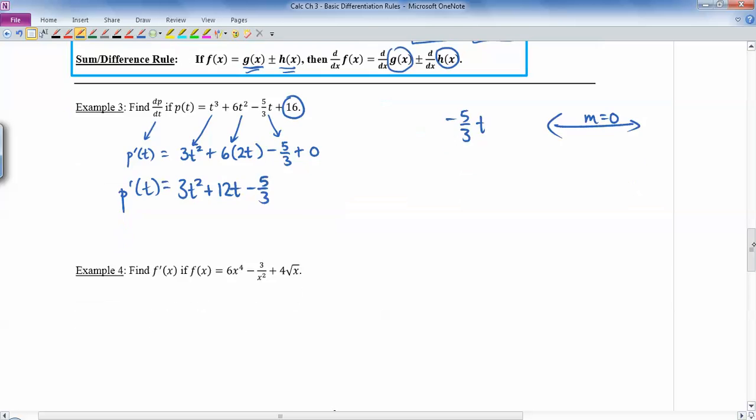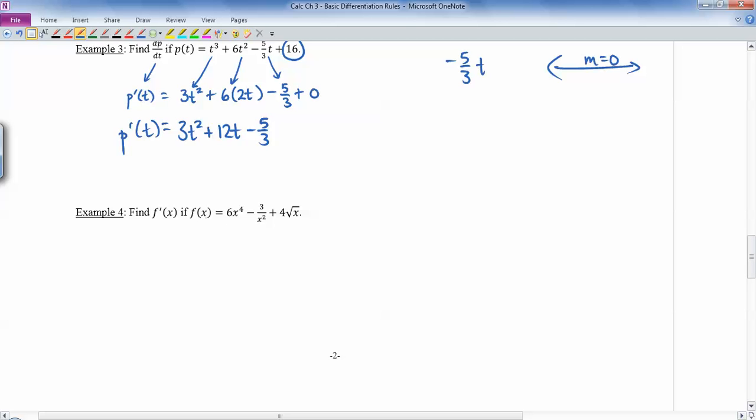So let's do one more example, number 4. Find f prime of x if f of x equals this. So f prime, well, actually, let me rewrite f of x using actual single powers here. So it's 6x to the 4th minus 3, and then x squared in the denominator is like x to the negative 2. And then 4 root x is like 4x to the 1/2, where just the x is to the half. So then when I want to take the derivative of this guy, I'm going to use those rules that I just came up with.